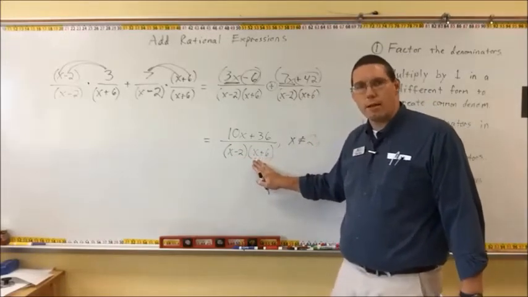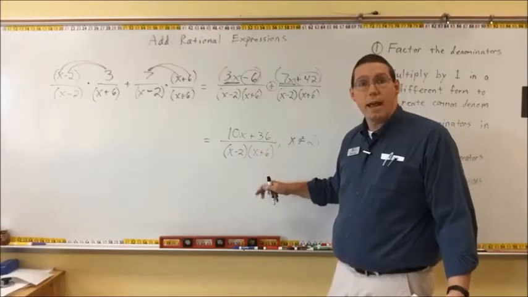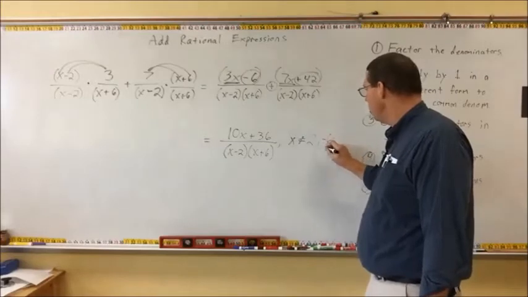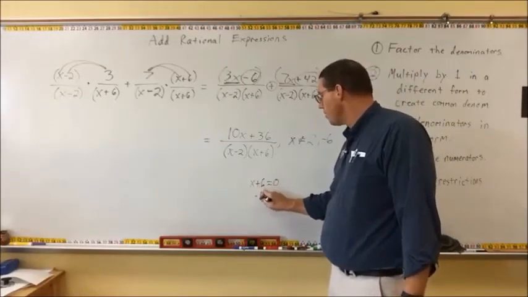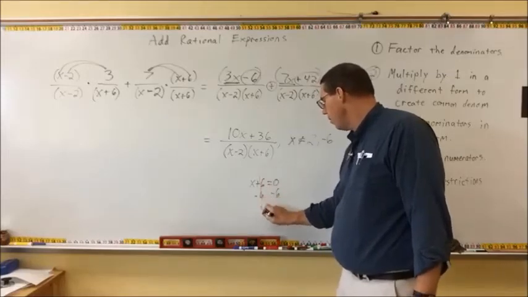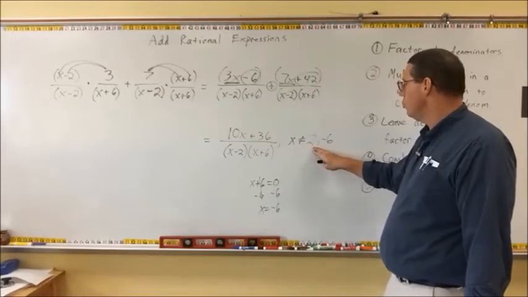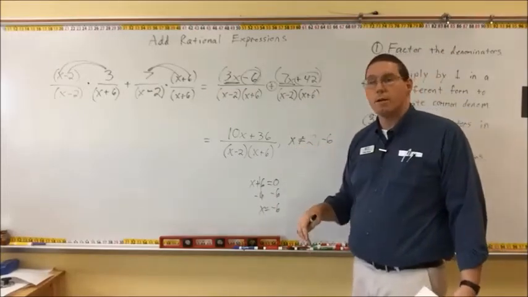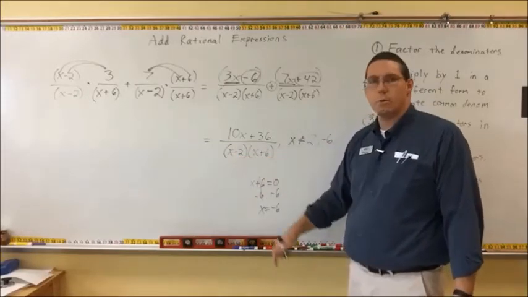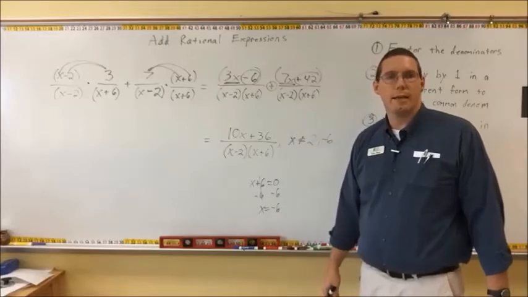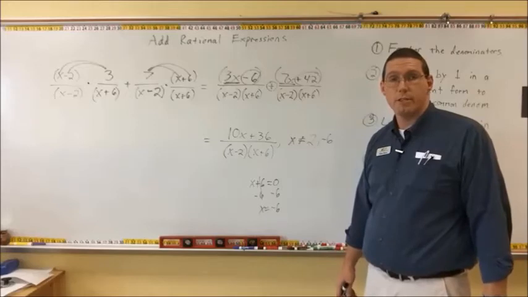What else could x not equal? What number plus 6 is equal to 0? Negative 6, right? And what you could do is take this x plus 6 down, set it equal to 0, and then solve for x. x is equal to negative 6. So x cannot equal 2, negative 6, because if x was equal to either one of these numbers, then the denominator would equal 0. And we can't let the denominator equal 0 because it's illegal in math for the denominator to equal 0.